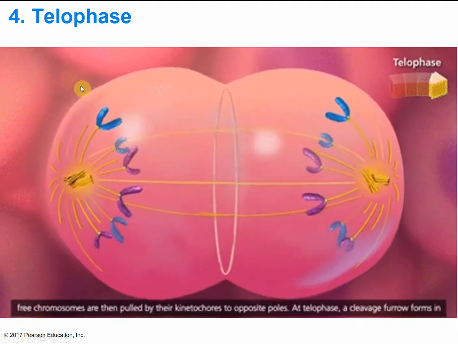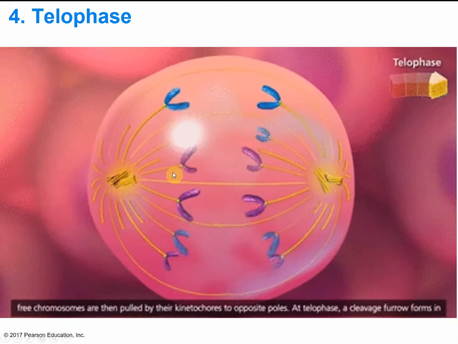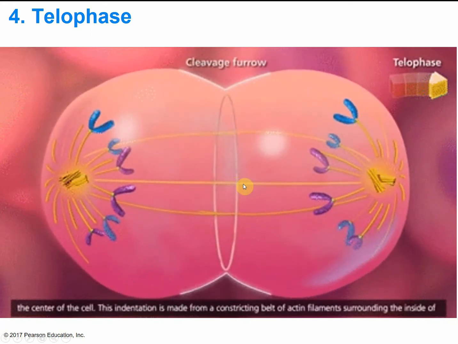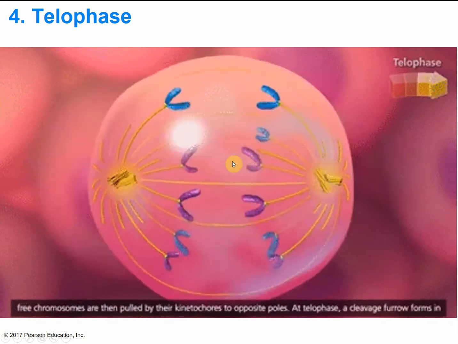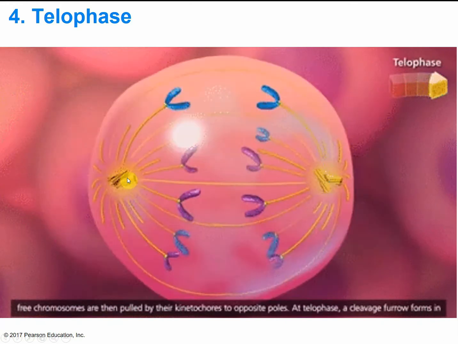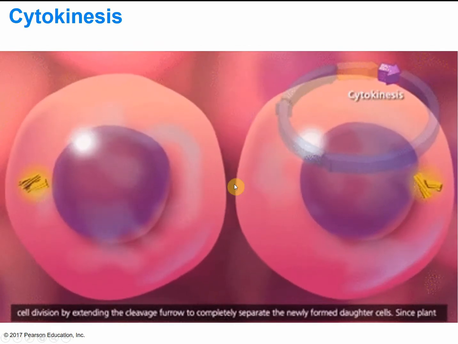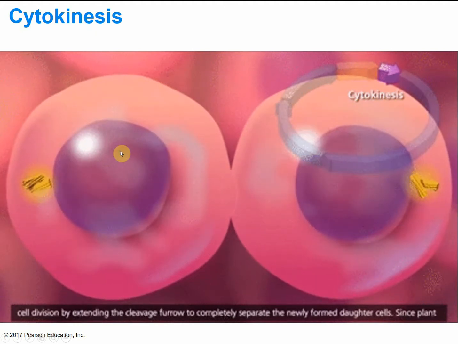So last step is telophase. So during telophase, the chromosomes have moved to opposite poles or ends of the cell. Cleavage furrow will begin to form, so it just starts to pinch off in the middle of the cell. And also the nuclear membrane will start to reform. So now we've separated the chromosomes, we need to repackage them back in that nucleus so they'll be protected. And then finally, cytokinesis is that very last step where we separate the cytoplasm. So we've reformed the nucleus.